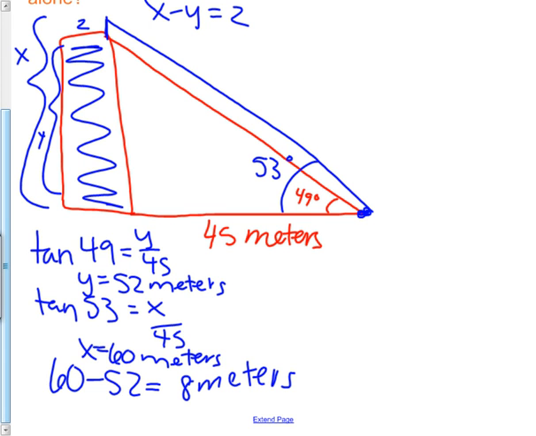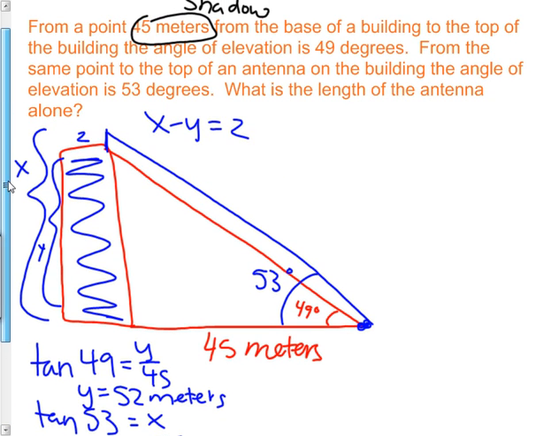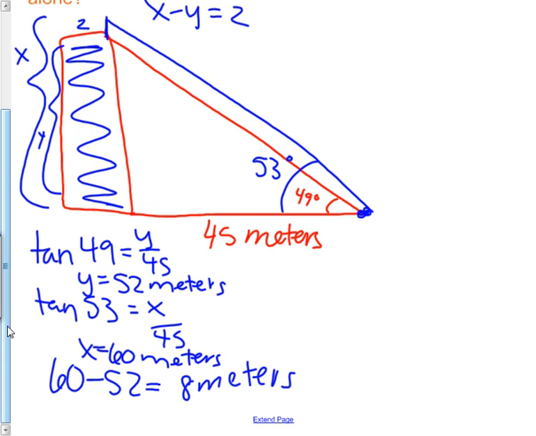Did anyone get that? Yes. Yep. The problem will tell you on the test. It will say, round your answers to the nearest hundredth or the nearest tenth. It will tell you.